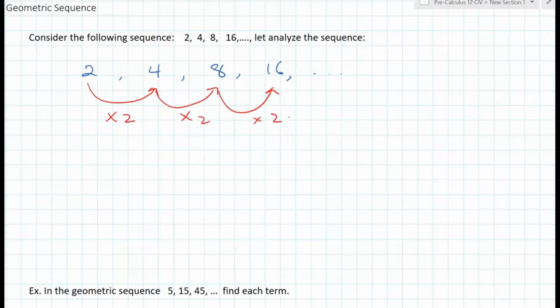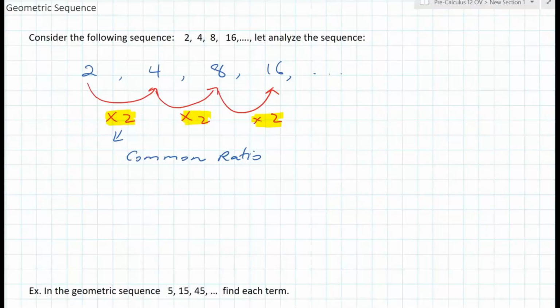So notice that this is a constant value that we are multiplying the previous term by to get the succeeding term, that doesn't change. We call this the common ratio when it comes to geometric sequence. If you remember, for arithmetic sequence, we call that common difference.